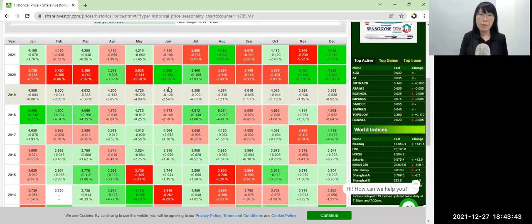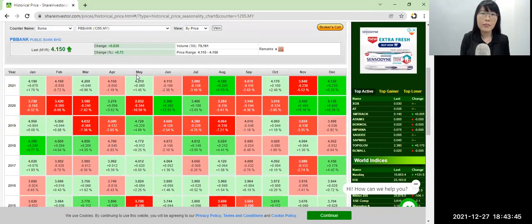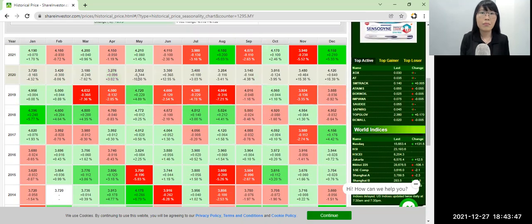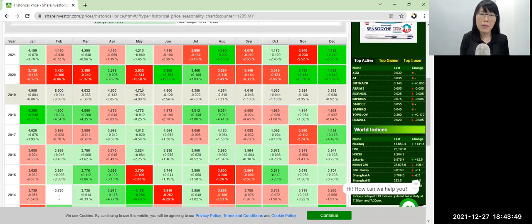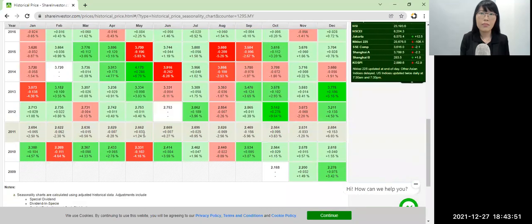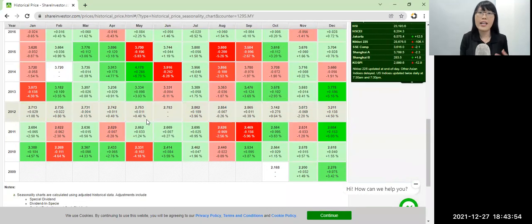You can see that for Public Bank in May, most of them are in green. So the sell away and go away is not happening for Public Bank stock. This is a very powerful feature for you to know in which month the share price of the stock is underperforming or outperforming.